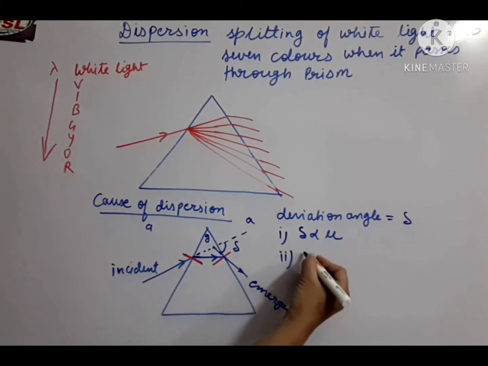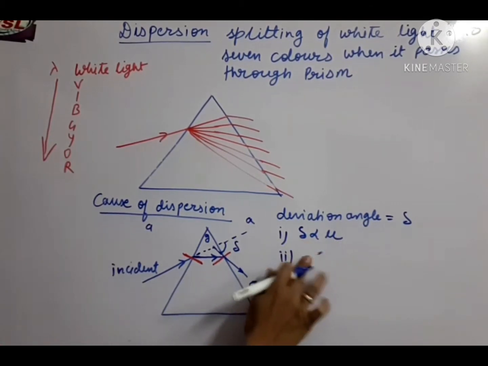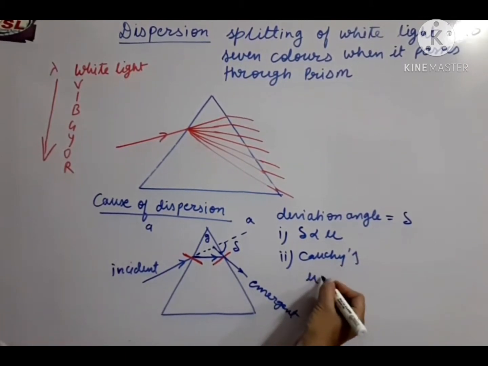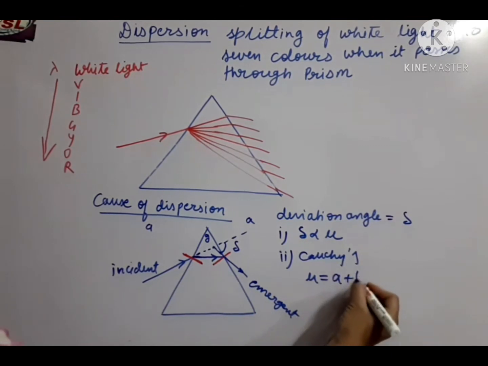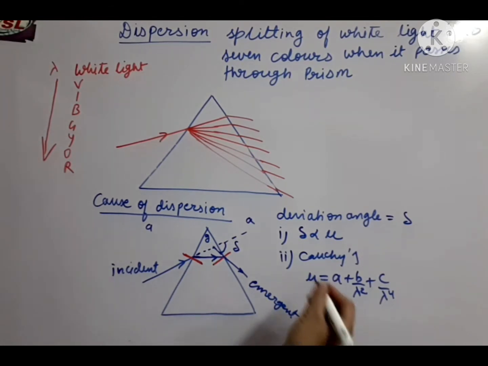Now delta depends upon mu, and the second formula is Cauchy's formula, which gives the relation between mu and lambda. That relation is mu equal to A plus B upon lambda square plus C upon lambda power 4. If we combine the two relations, what is the basic dependence? Delta is directly proportional to mu, and mu is inversely proportional to lambda.